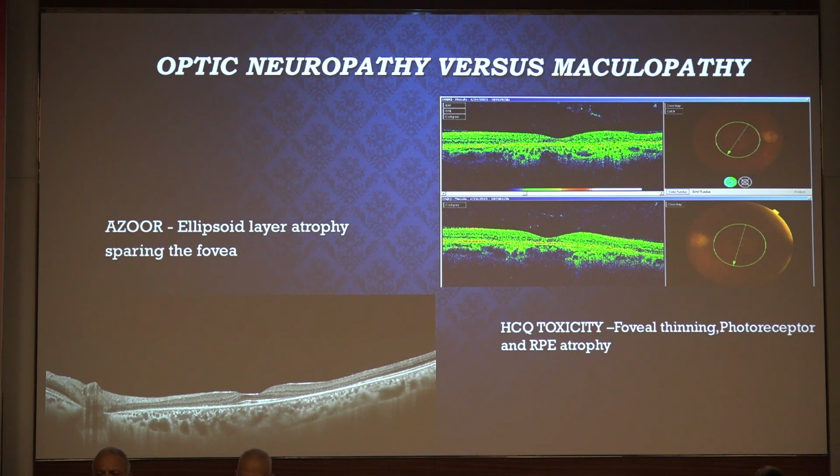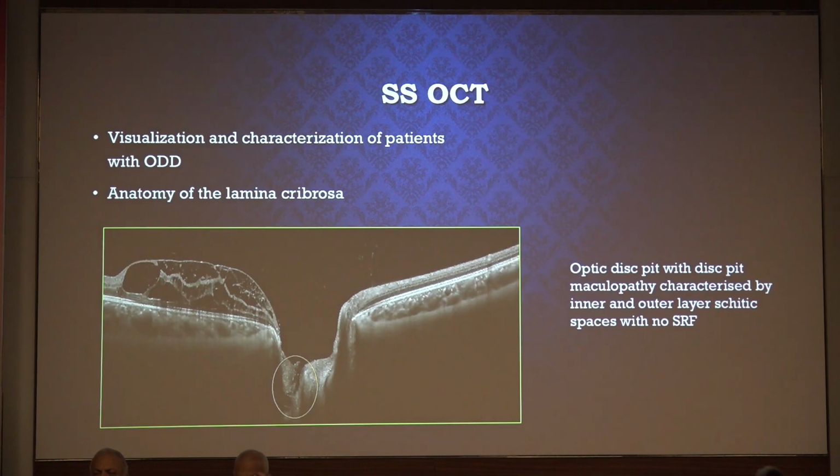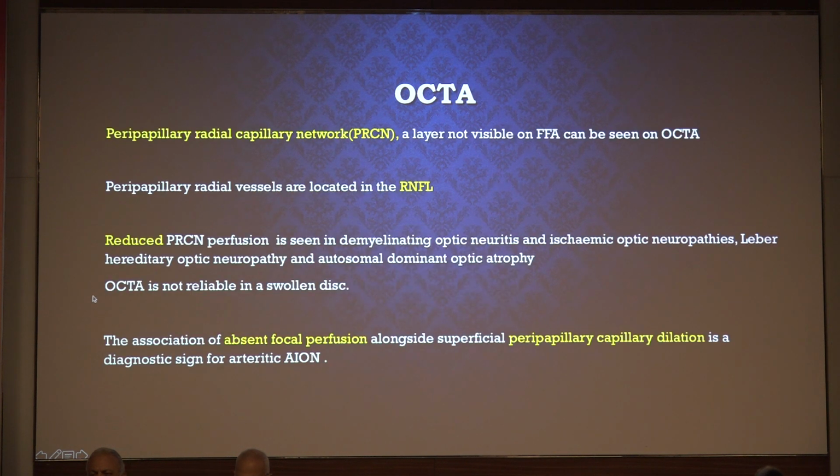The last two slides are very important to differentiate optic neuropathy from maculopathy. This is where it really is in use clinically, in azure and HCQ toxicity. And a new thing is that swept source OCT can be used to diagnose congenital disc anomaly. Here you can see the disc pit with the disc pit maculopathy. And this is my last slide.